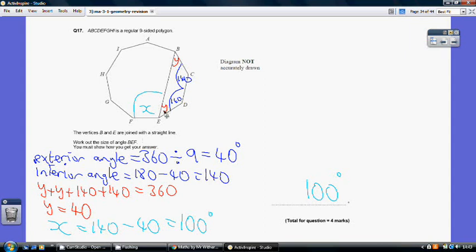Now, given that this little angle here is 40 degrees, and the whole angle right round there is another one of the interior angles of the shape, being 140. So what I've called x, the angle BEF, x, must be 140, take away the 40, which is 100 degrees.